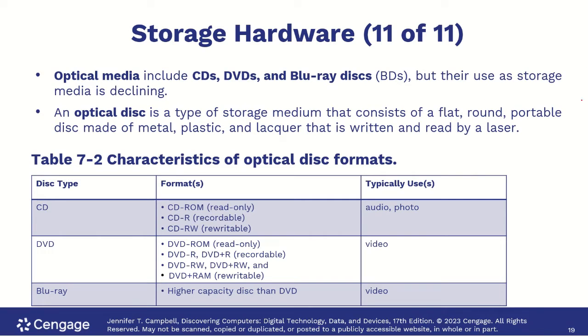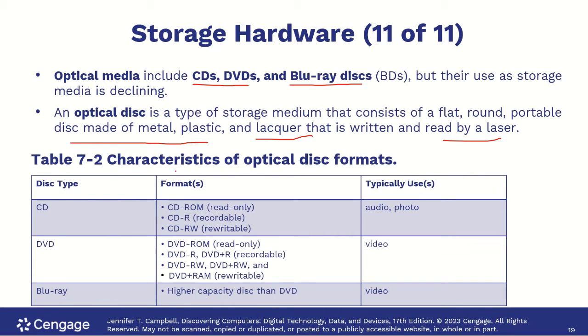There can be optical media as well. The optical media are mostly CDs and DVDs or maybe Blu-ray discs, but these days their usage as storage media is not very abundant. Their usage as storage media is fast declining. An optical disc is a type of storage medium that consists of a flat, round, portable disc made of metal, plastic, and lacquer that is written and read by laser.